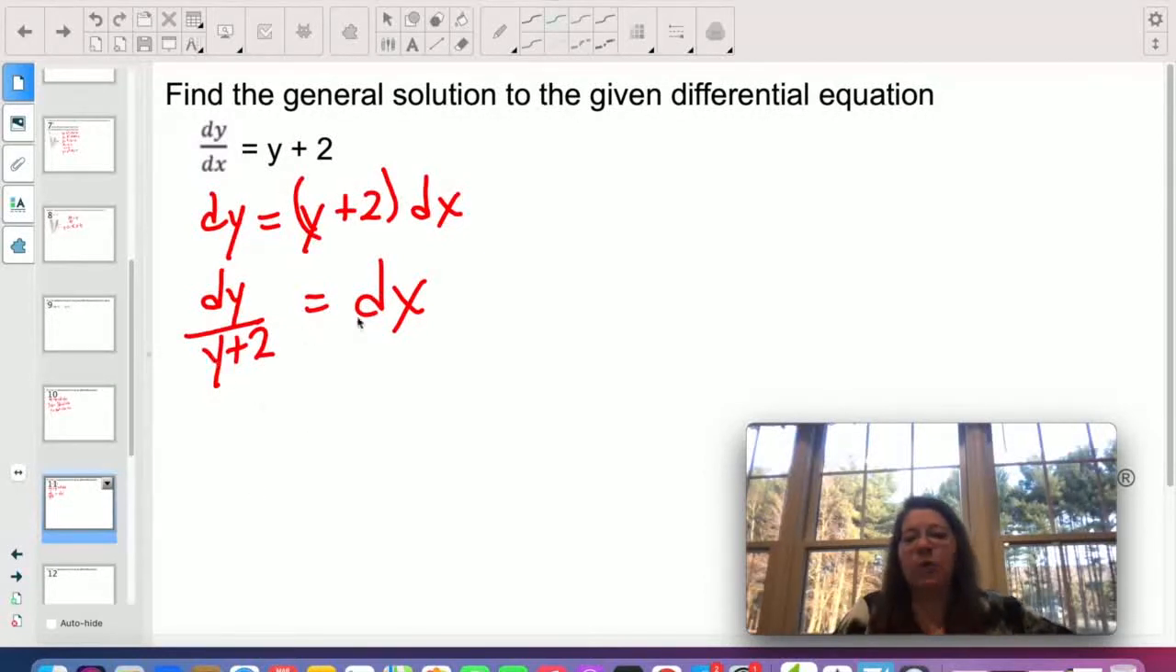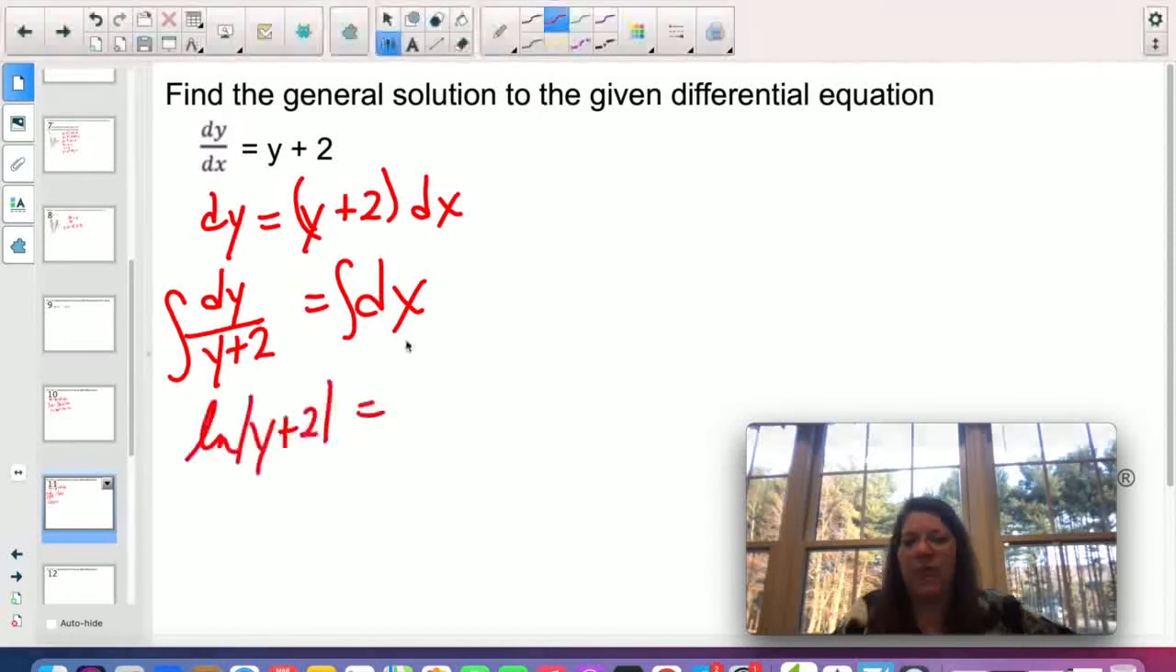At this point, I'm going to put the integration symbol in front of both of these, and now I'm going to integrate. Well, if you look at the side, that is a natural log situation. The derivative of y plus 2 is dy. So that would be the natural log of the absolute value of y plus 2. And when I integrate this side, the integral of dx is just x. So we need an x plus c.